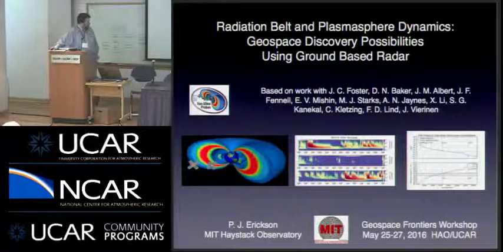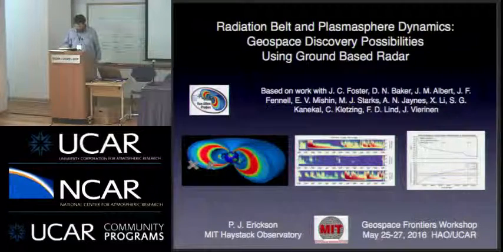If those of you haven't looked at Van Allen Probes results, you should, because there's an enormous amount of stuff coming out about the radiation belts. And one of the things we're learning is that it's not all simple at all. But for this workshop, the very brief message I'm going to have is that there are some discovery possibilities in the radiation belts and the plasmasphere, what we call the plasmasphere boundary layer, mainly because no one has really looked there in maybe the right way.